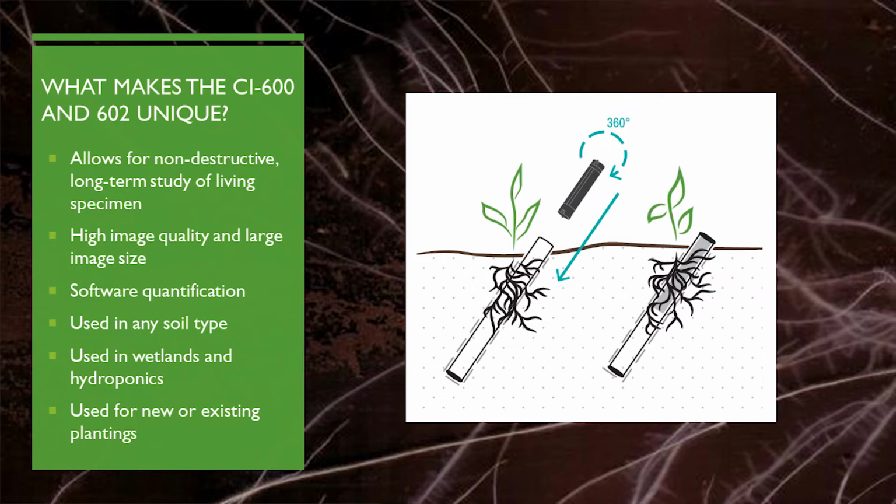Enter here the CID mini rhizotrons. That's the CI-600 and 602, which allow for non-destructive long-term study of living specimens. No need to rip things out by their roots anymore. Both the CI-600 and 602 are capable of taking high-resolution images at 360 degrees. These instruments allow for relatively rapid root volume, density, and structure calculations with the included software, RootSnap.